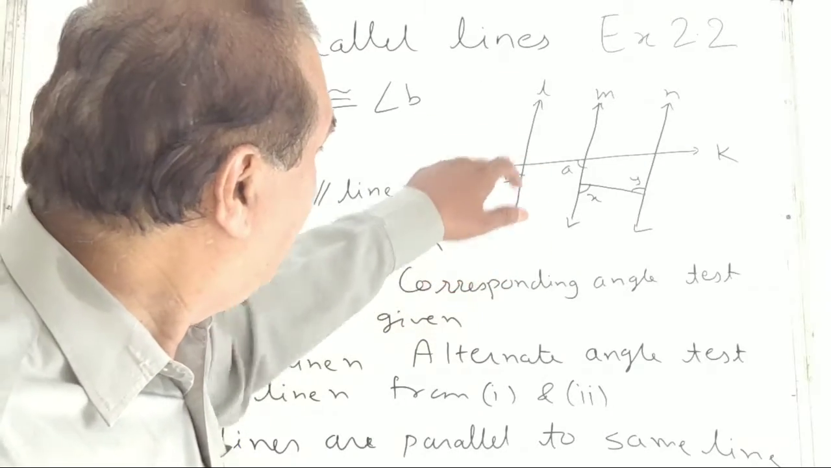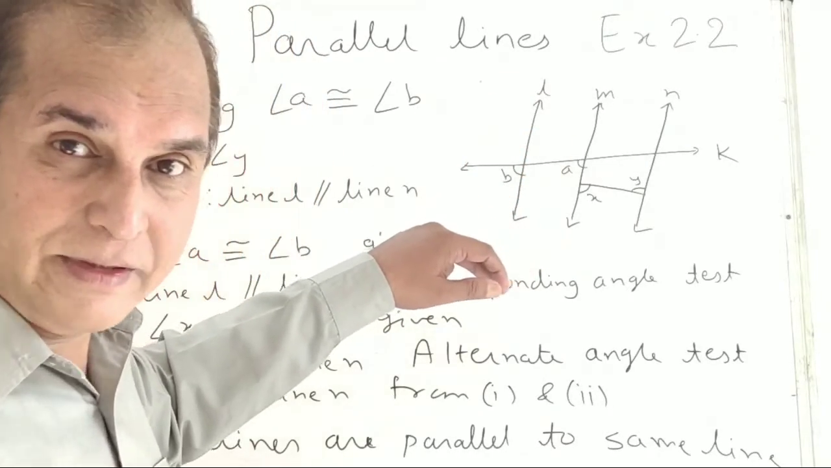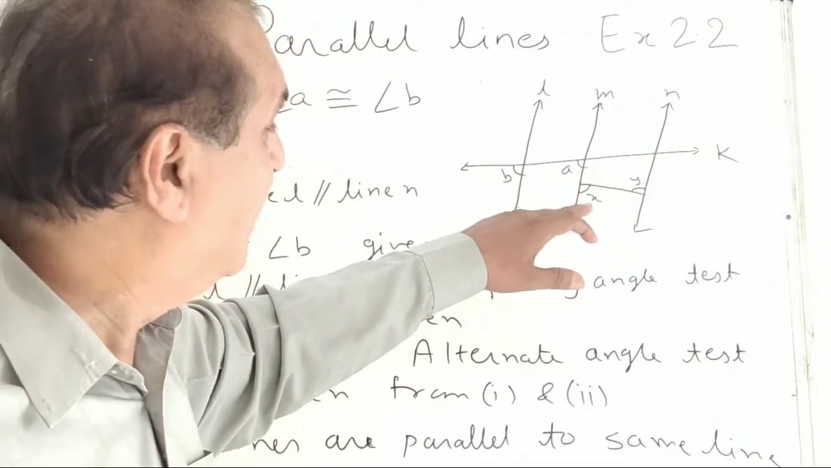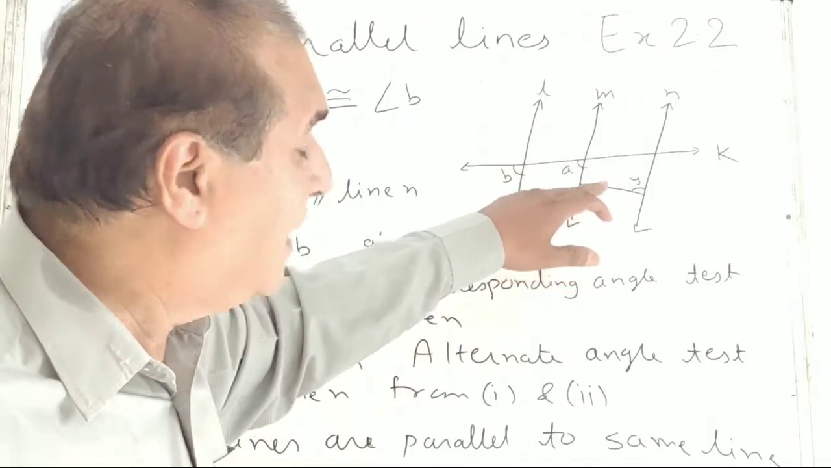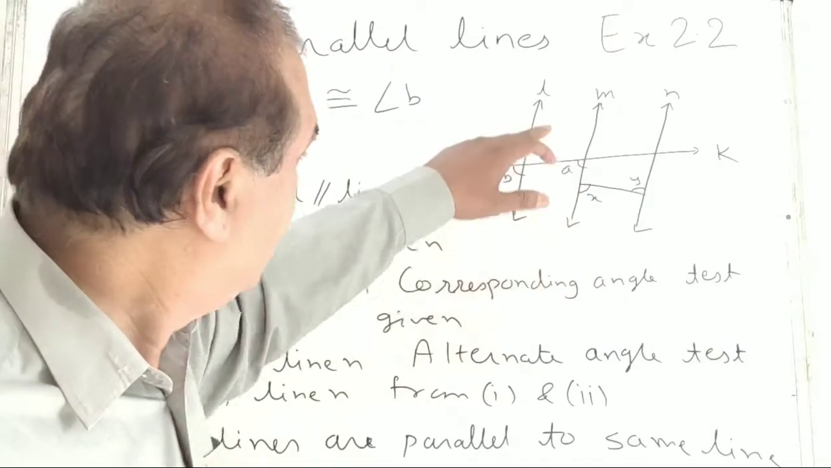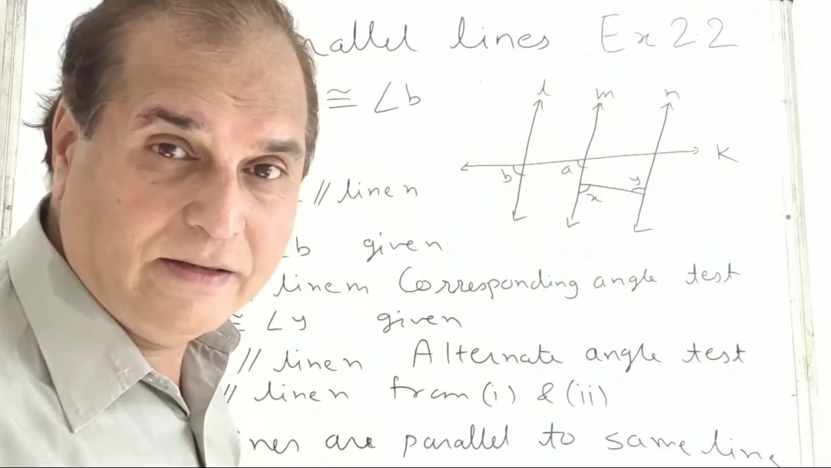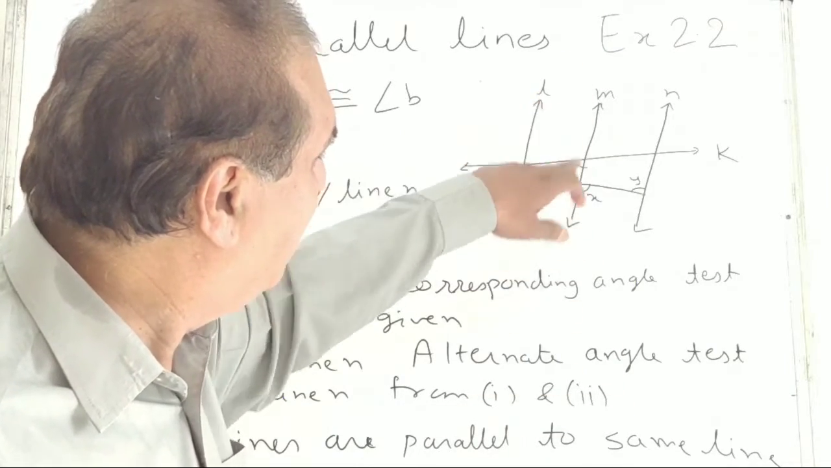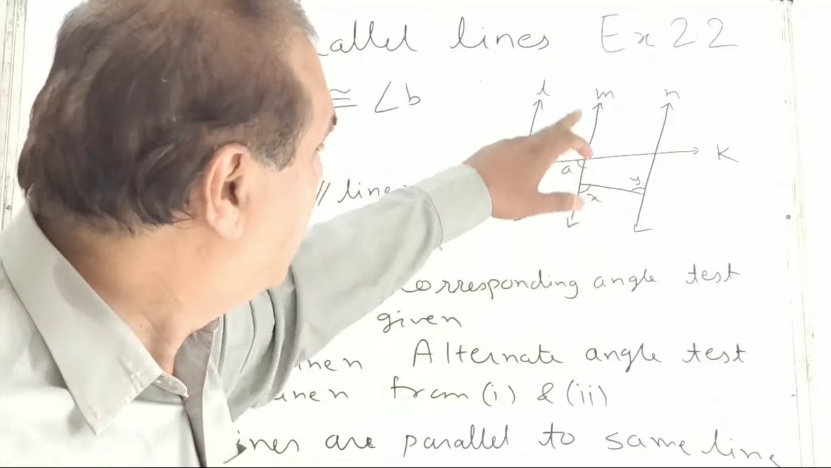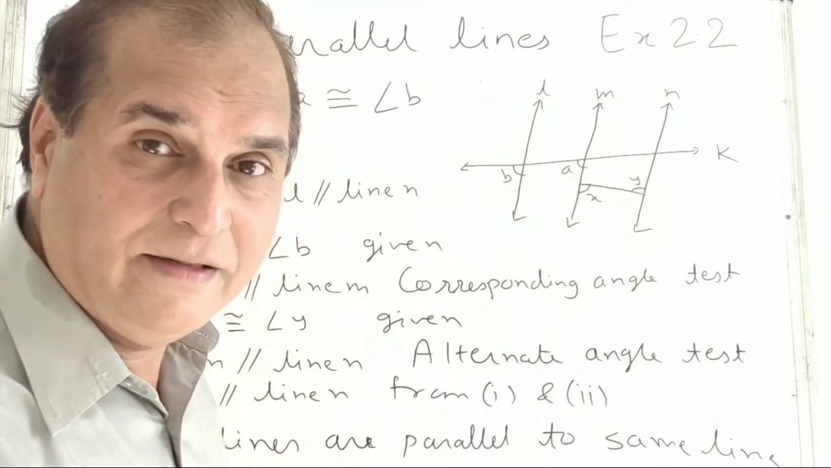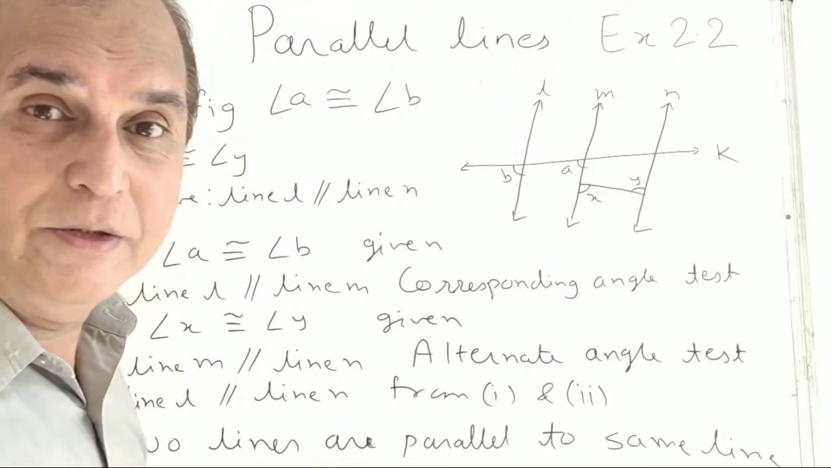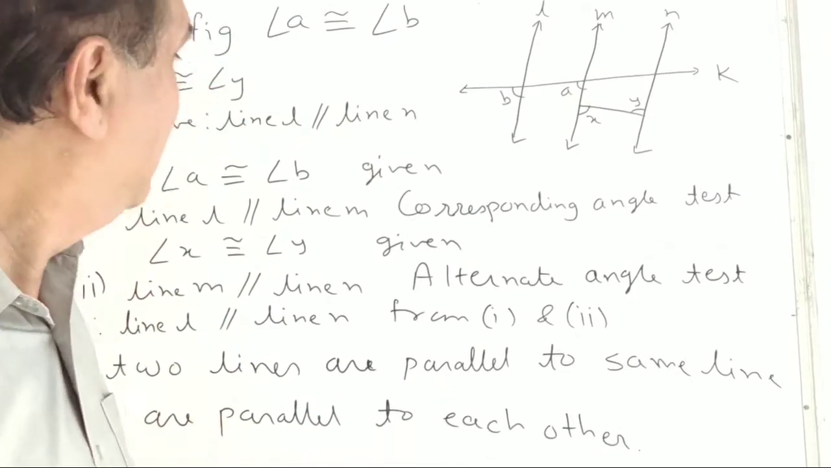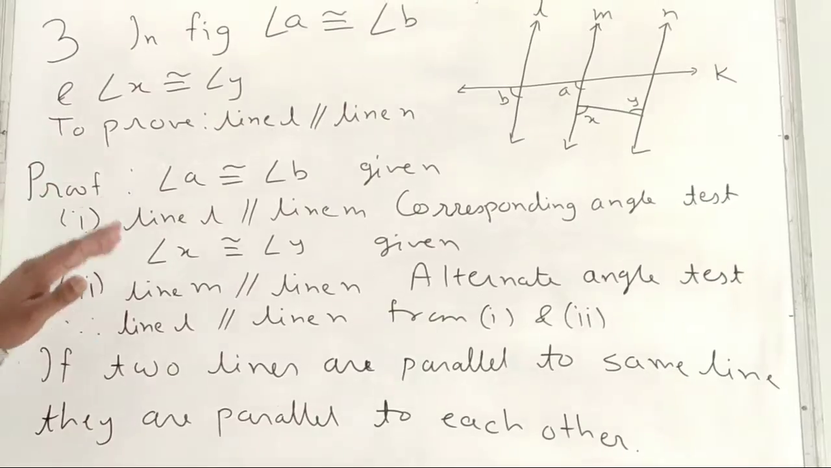So L parallel to M. Angle X congruent to angle Y, given. It means they are which angles? Alternate. So line M parallel to line N, alternate angle test. Line L parallel to line M, line M parallel to line N. It means line L parallel to line N. If two lines are parallel to the same line, they are parallel to each other. Transitivity.